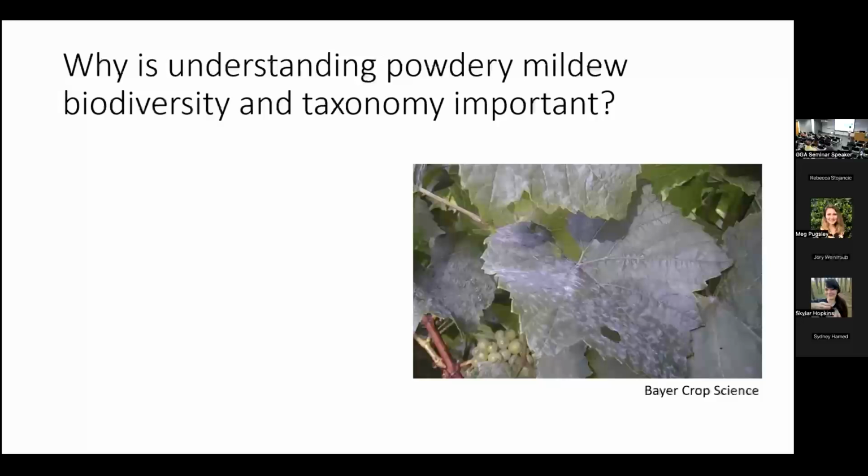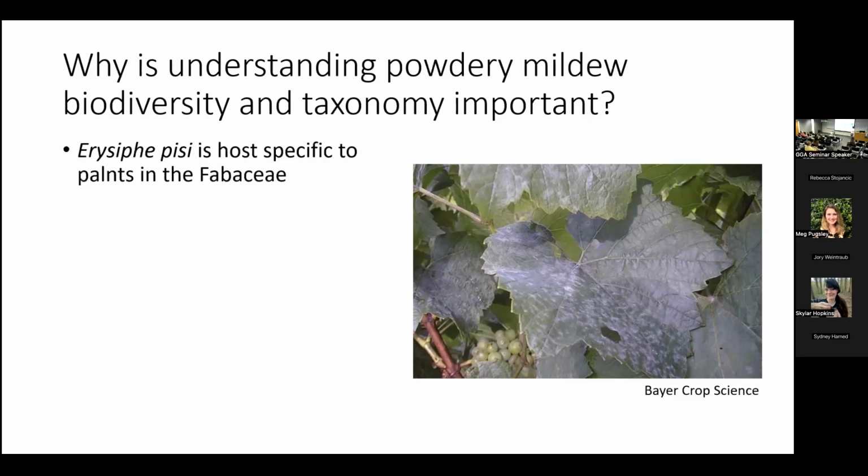Okay, and then another thing I just want to go over is, because you guys are at a university, you probably understand this, but I like to really emphasize why understanding powdery mildew biodiversity and taxonomy is important. And I just have a little case study that emphasizes this point. So I just want to talk about Erysiphe pisi. This is a powdery mildew that's host-specific to plants in the Fabaceae. This is mostly pea plants. And in the past, they used to think that this affected many different plants, but we've shown now that it's extremely host-specific. This is Erysiphe necator, and this is host-specific to grapes.